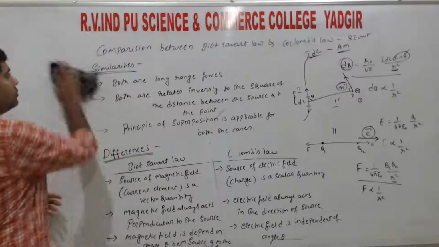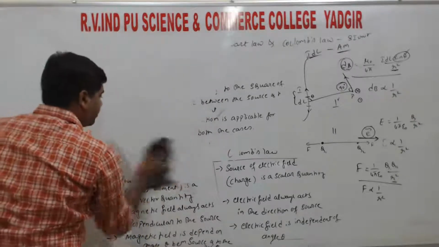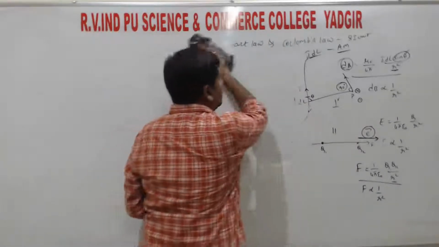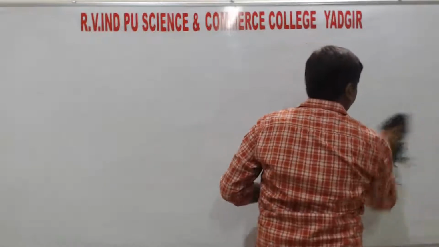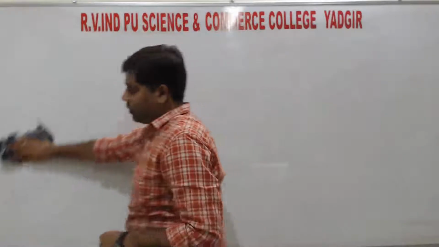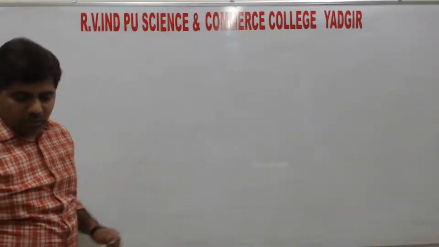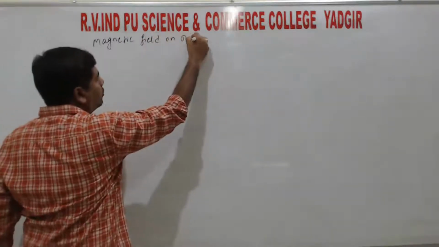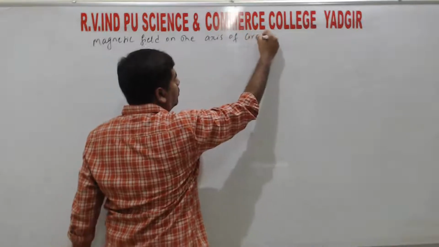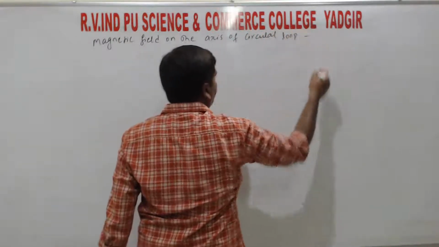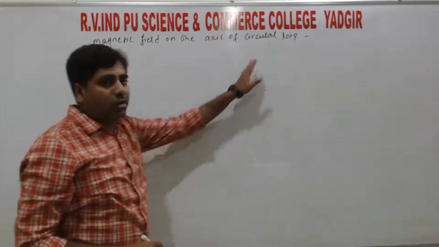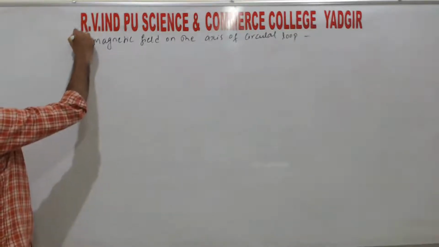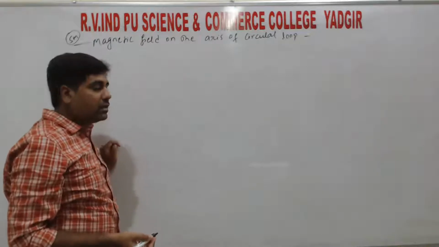So next, there is an important derivation: the magnetic field on the axis of a circular loop. Here, circular loop, circular coil, circular conductor, whichever is mentioned, we are going to find the magnetic field. So it is very important for 5 marks. In the previous class we discussed the magnetic field.